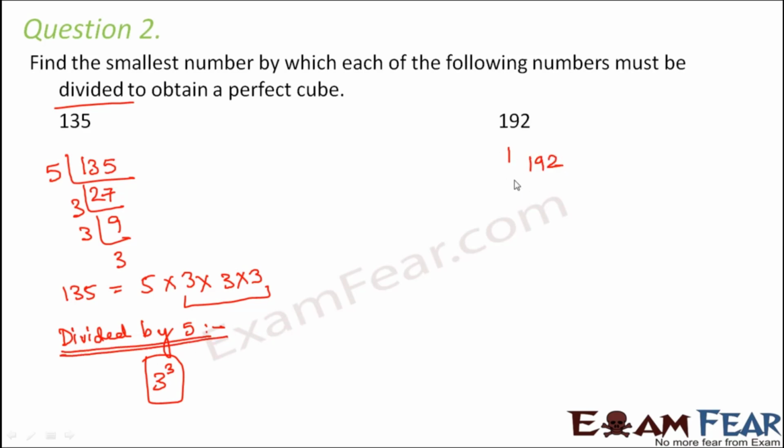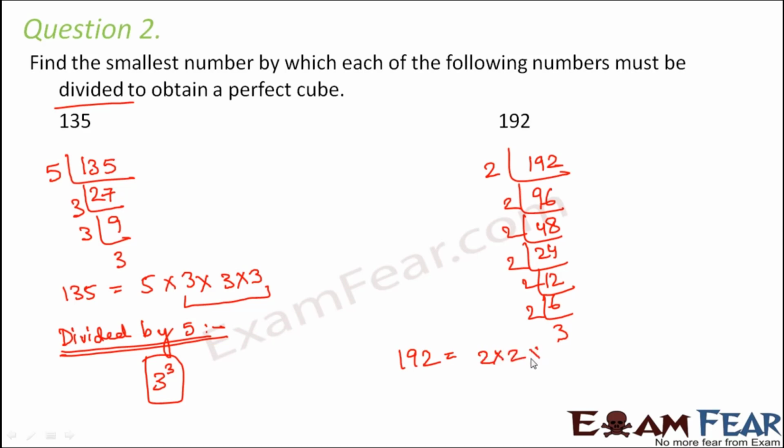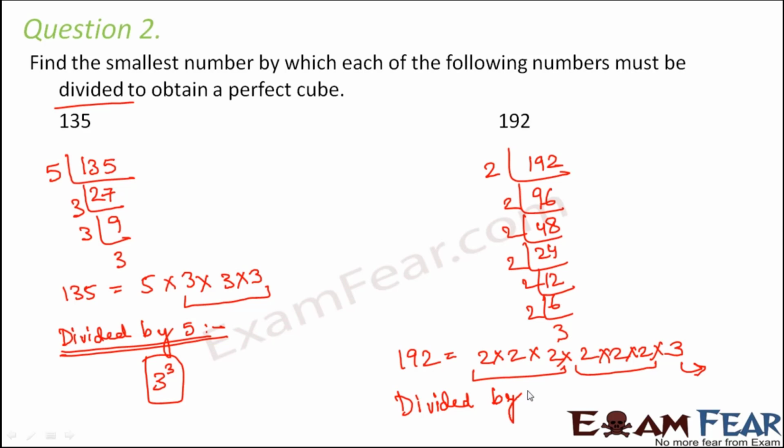What about 192? Here also the same technique. 2 9s are 18, 2 6s are 12, 2 4s are 8, 2 8s are 16, 2 2s are 4, 2 4s are 8, 2 12s are 24, 2 6s are 12, 2 3s are 6. Therefore 192 can be written as 2 into 2 into 2 into 2 into 2 into 2 into 3. So groups of 3, 2 occurs 3 times, again 2 occurs 3 times, but 3 is left alone. So this number must be divided by 3 so that we can get rid of this extra 3. So the moment this extra 3 is gone, we will be left with 2 cube into 2 cube, which is equal to 4 cube, which is a perfect cube.